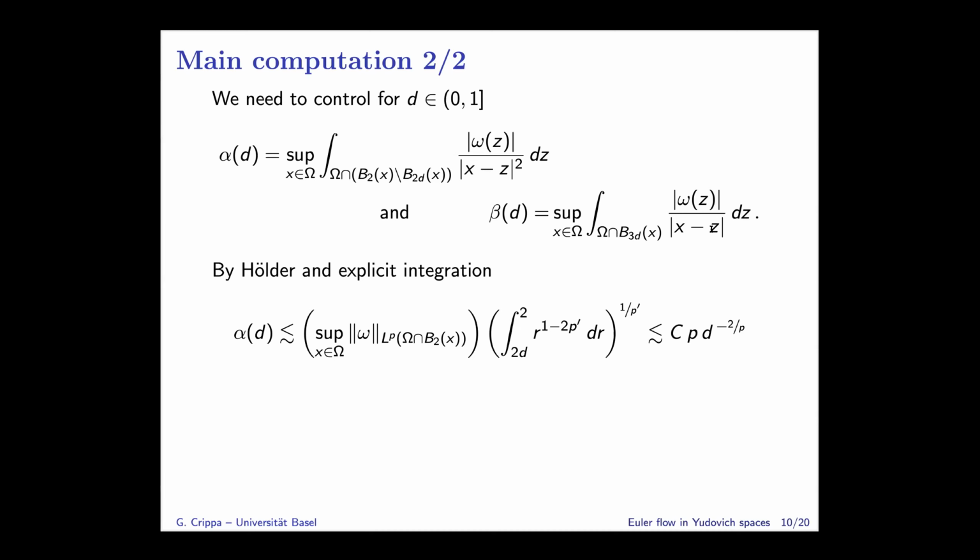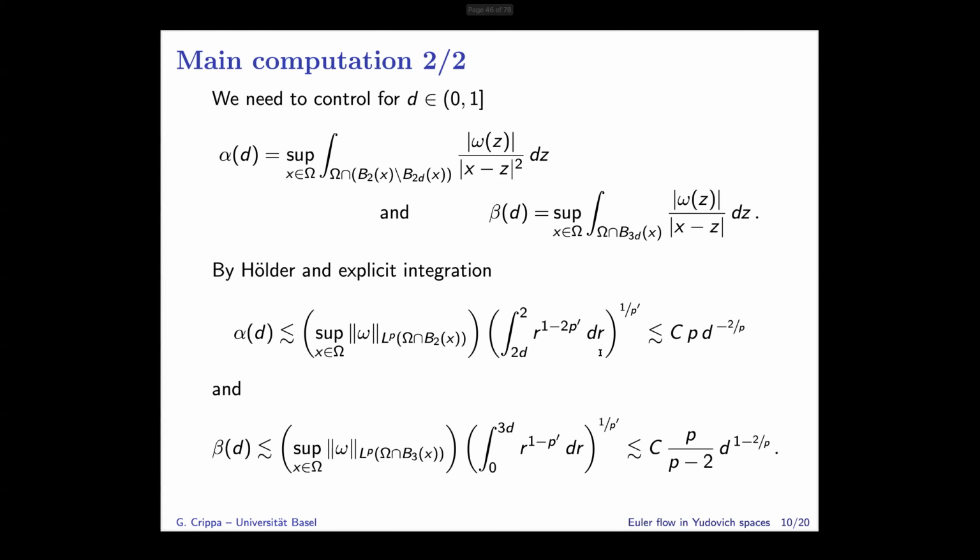So for the first function, I just do Hölder and explicit integration. Here you see why one gets only uniformly localized norms, because here I am just integrating on some given ball. And then I get this thing here. So I just integrate radially the function 1 over x, 1 over x squared. So this is for alpha, and same thing for the function beta.